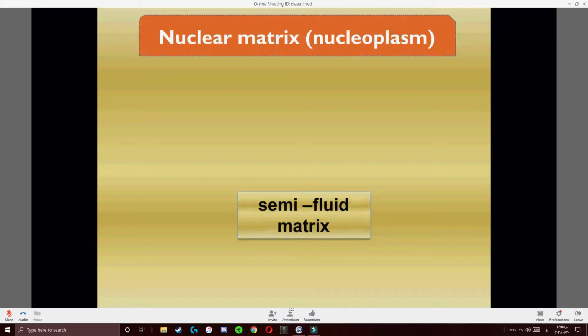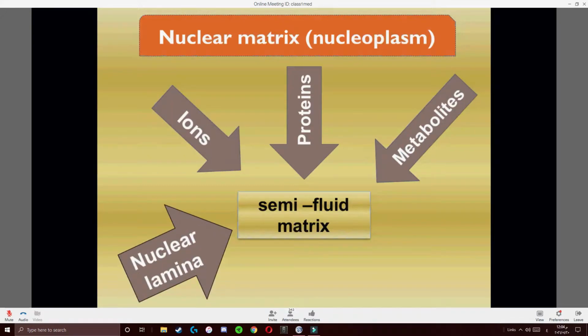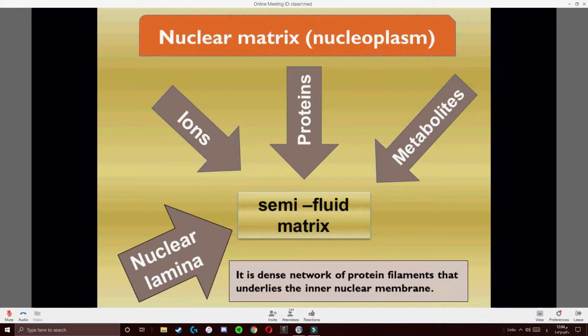The nuclear matrix, also called nucleoplasm, is a semi-fluid matrix that fills the space between chromatin and nucleolus within the nucleus. It is composed mainly of proteins, metabolites, and ions. In addition to this component, the nuclear matrix is composed of nuclear lamina of the nuclear envelope, which is now considered as a part of nuclear matrix. The nuclear lamina is a dense network of protein filaments that underlies the inner nuclear membrane.